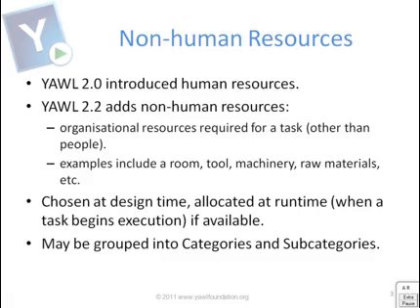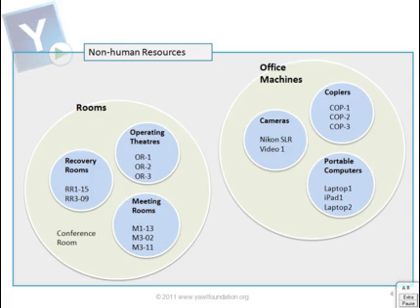And so now they have been added to the resource service, and you can choose the non-human resources you want to apply to a task at design time in the editor, and they are allocated when the task enters execution or starts executing. So all of the resources that are booked at design time are allocated at runtime when the task starts, and when it completes, they're released.